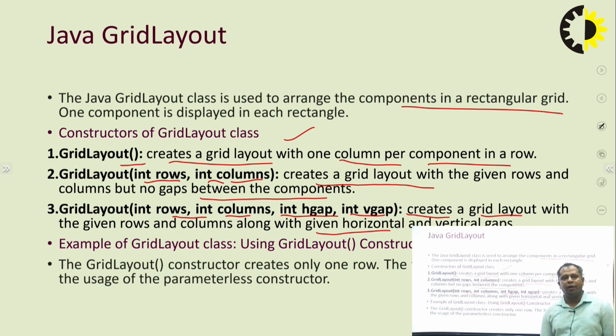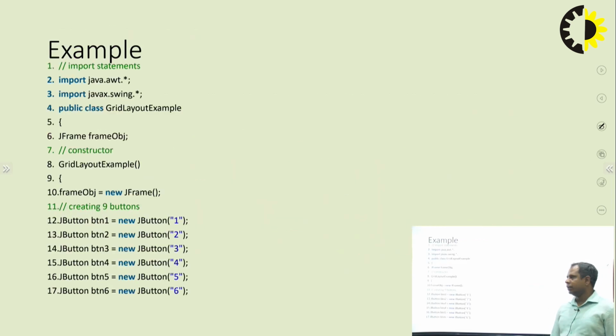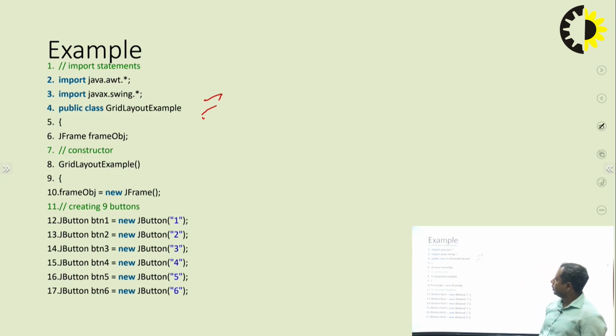Example of the grid layout class using the grid layout constructor. The grid layout constructor creates only one row. The following example shows the usage of the parameterless constructor. Here we can see an example of grid layout. Here we will use the AWT package, the Swing package, and create a class GridLayoutExample.